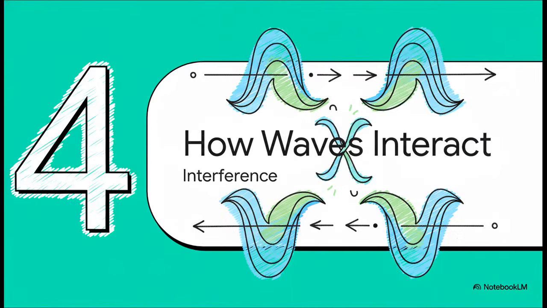Now for the really cool part. What happens when two waves run into each other in the same place at the same time? You might think they'd just crash and bounce off, but that's not what happens at all. They actually pass right through each other, and for that brief moment they occupy the same space, they combine. This is called the superposition principle, or interference.